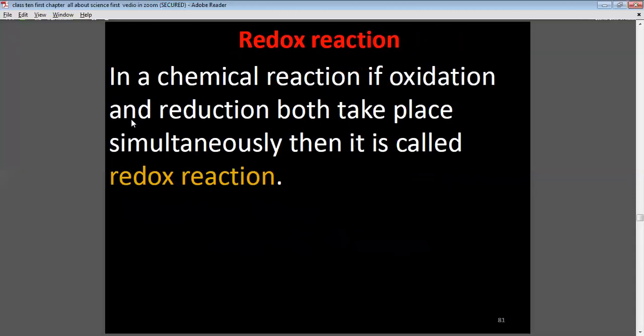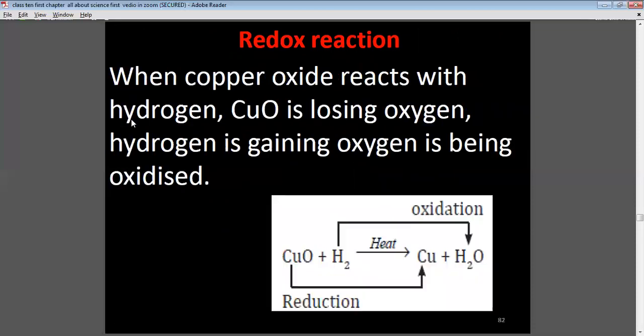Redox reaction. It is a chemical reaction. If oxidation and reduction both take place simultaneously, then it is known as a redox reaction. For example, when copper oxide reacts with hydrogen, there is a formation of copper plus water. Hydrogen is gaining oxygen and being oxidized, while copper oxide is reduced. Both the reactions occur simultaneously, so it is known as a redox reaction.